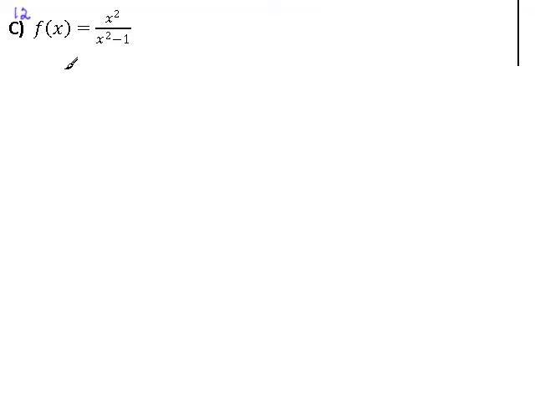Now we're sketching the curve f of x equal x squared over x squared minus 1. So, like in the other examples, we're going to start with the information from f of x.